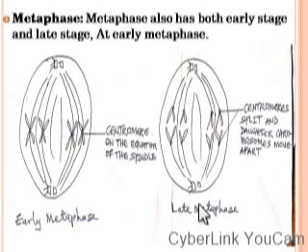Let us look at the thing that has happened at the late metaphase. At late metaphase, the centromere splits and the daughter chromosomes move apart. This is one centromere. This centromere here, they split at the late metaphase. Then the sister chromosomes now move apart toward the what? Toward the poles of the cell, or toward the ends of the cell.